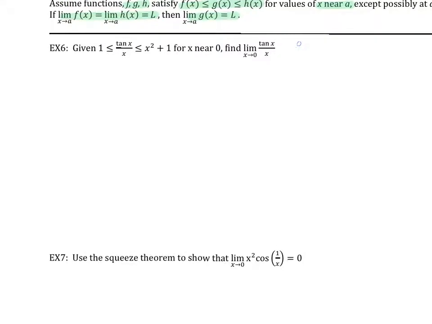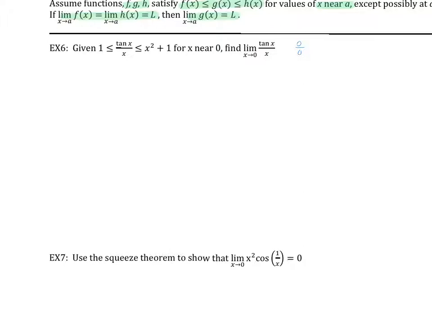So we want to compute the limit as x goes to 0 of tangent of x over x. And the problem with this is it's indeterminate. If you put in 0 for x, tangent of 0 is 0, and then you have 0 in the denominator. Okay, but when I look at this, there's nothing I can do algebraically, and I can't come in from both sides, because when I come in from both sides, I'm going to get some real funky answer.